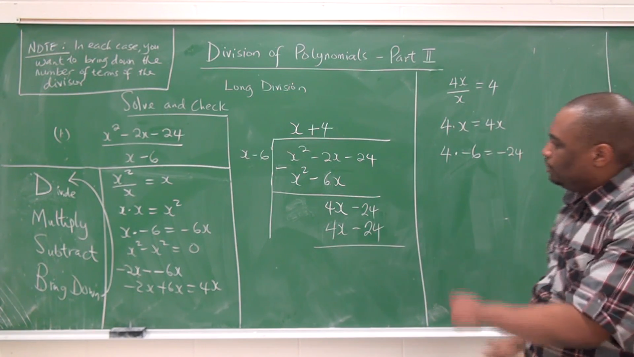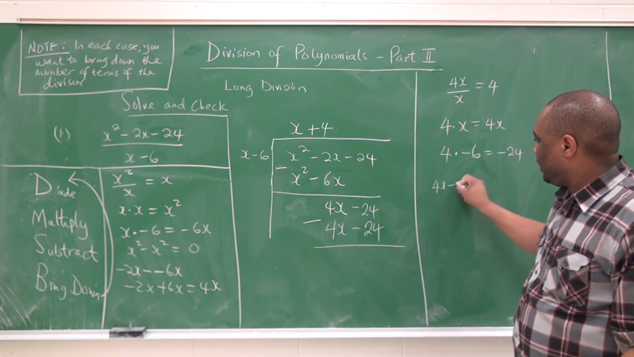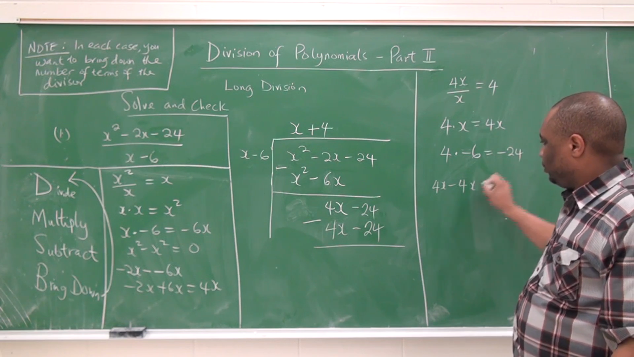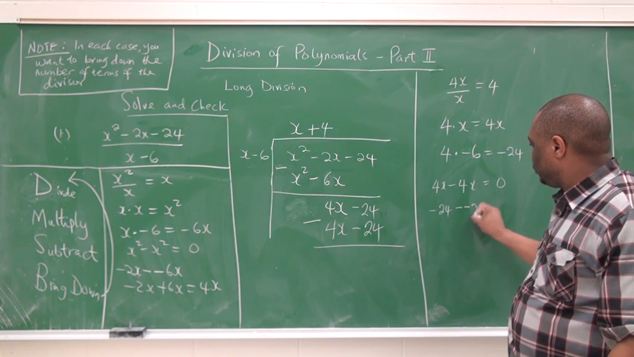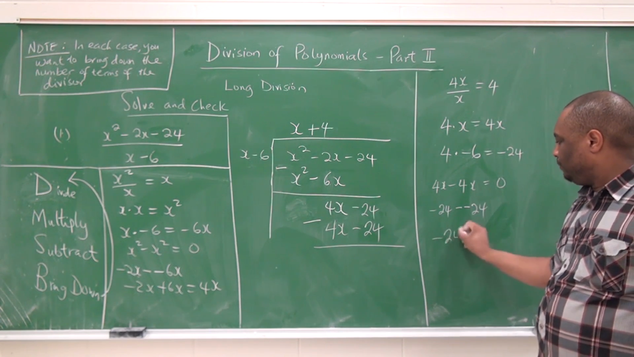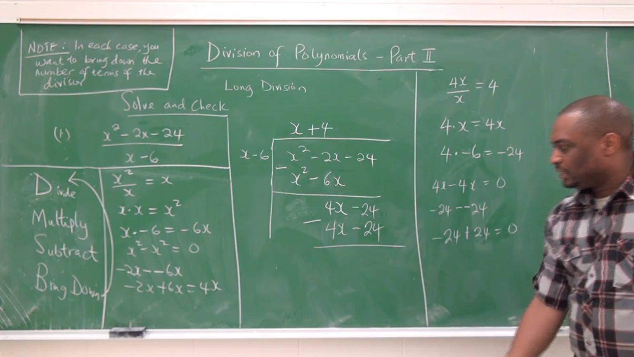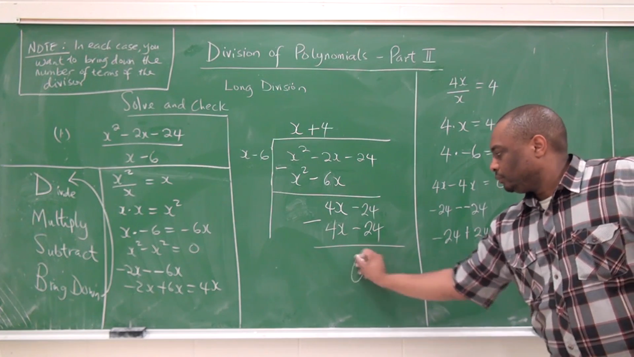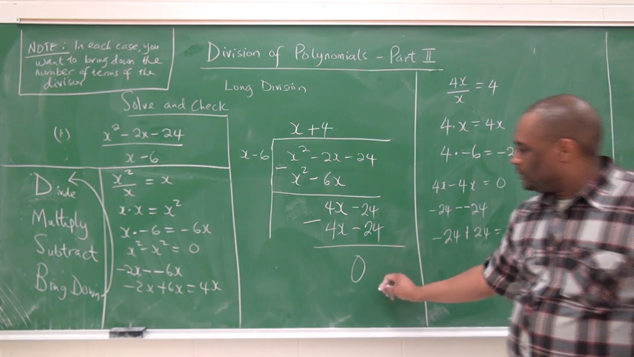Then the next thing you do, you subtract. You put your subtraction sign. Then you do that: 4x minus 4x is 0. Negative 24 minus negative 24. You know, what does this mean? Minus 24 plus 24, and that gives you 0. So this is gone, 0. So you have 0 as your remainder.